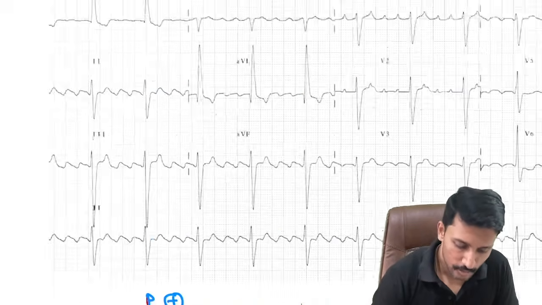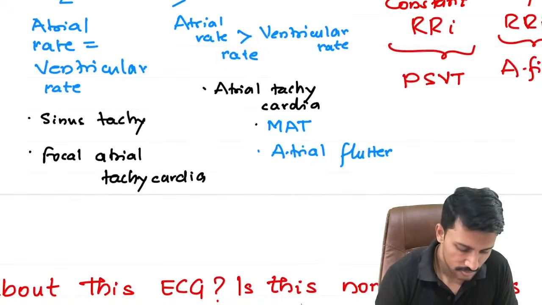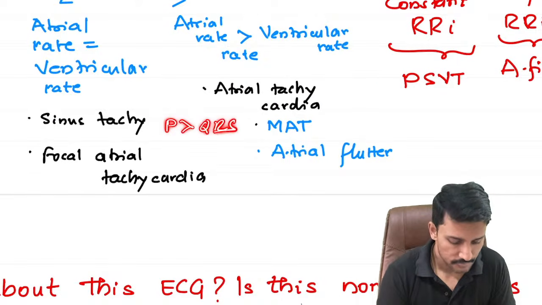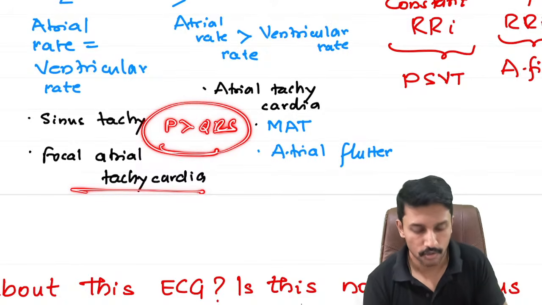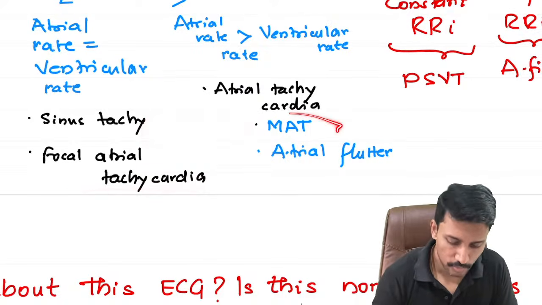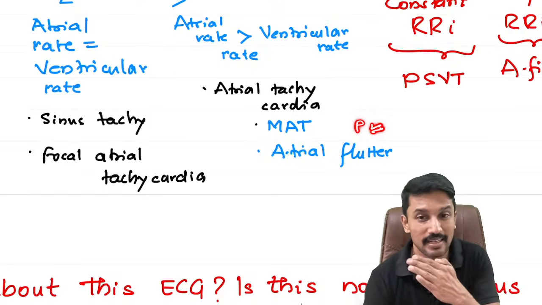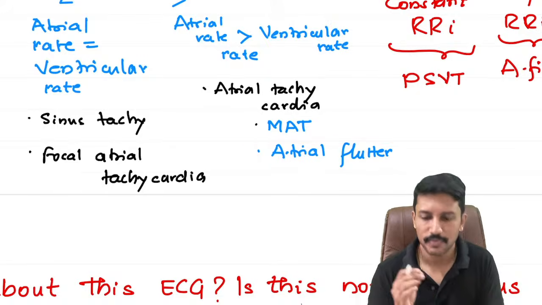So then from my algorithm, almost everything else is ruled out. This is not sinus because P is more than QRS. This is not focal atrial tachycardia again because P is more than QRS. And then it is not multifocal atrial tachycardia because P has similar morphologies. There are no 3 distinct P wave morphologies. So I'm left with atrial flutter as the diagnosis.